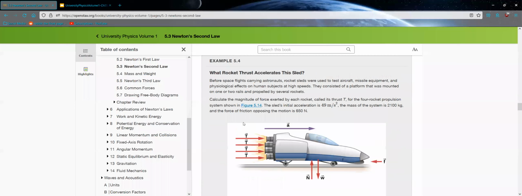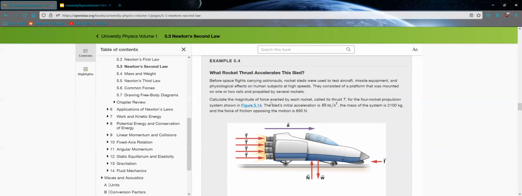Before space flights carried astronauts, rocket sleds were used to test aircraft, missile equipment, and the physiological effects on human subjects at high speeds. These things were real. They just strapped a bunch of rockets to the back of a train, let it fly off, and it's awesome to watch these things. Calculate the magnitude of force exerted by each rocket, called its thrust, T, the force imparted by a rocket, as shown in the figure below.